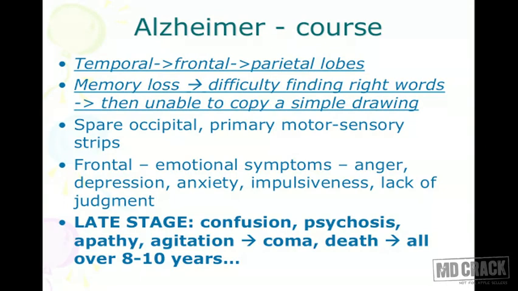The patient may be agitated, the patient may be apathetic, and slowly it might progress to coma and finally to death. Whatever I described, all the stages from the beginning to the late stage, is happening over a period of 8 to 10 years. That's why I'm saying it's a slow and insidious course of disease.